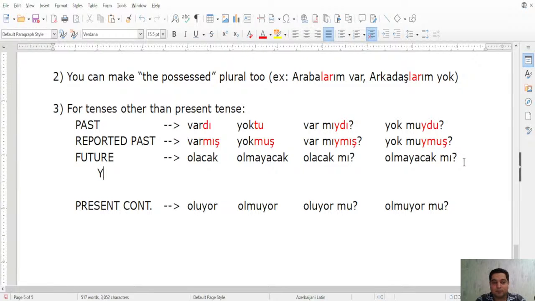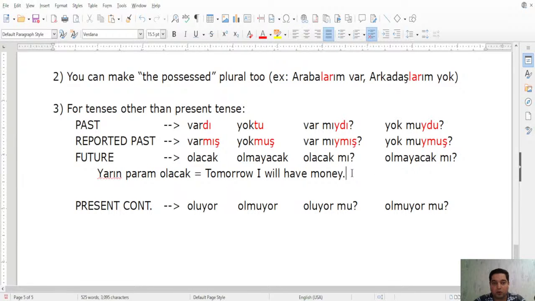Yarın param olacak, which means what? Tomorrow I will have money. Yarın param olacak. So var becomes olmak here, the verb to be. Okay, olmak. So the existence of var, yok as an existence, becomes the verb to be here. Yarın param olacak. Tomorrow I will have money.